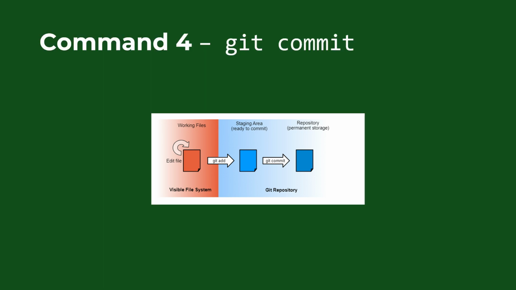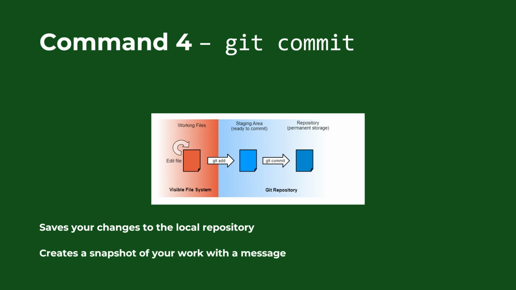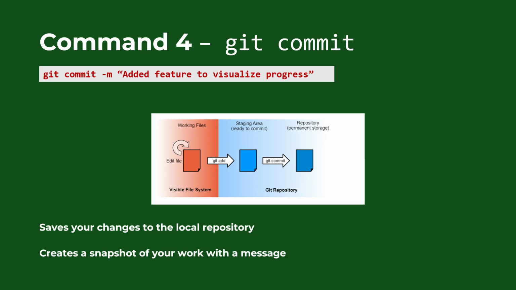Command number 4 is git commit. It saves your changes to the local repository, and it's important because it creates a snapshot of your work with a message. In this case, the command looks like this, where we write git commit -m and then a brief message to describe what changes were made.